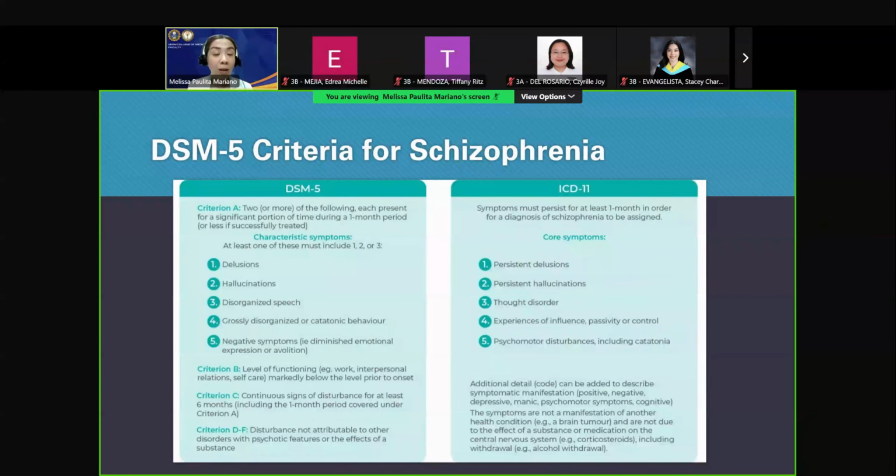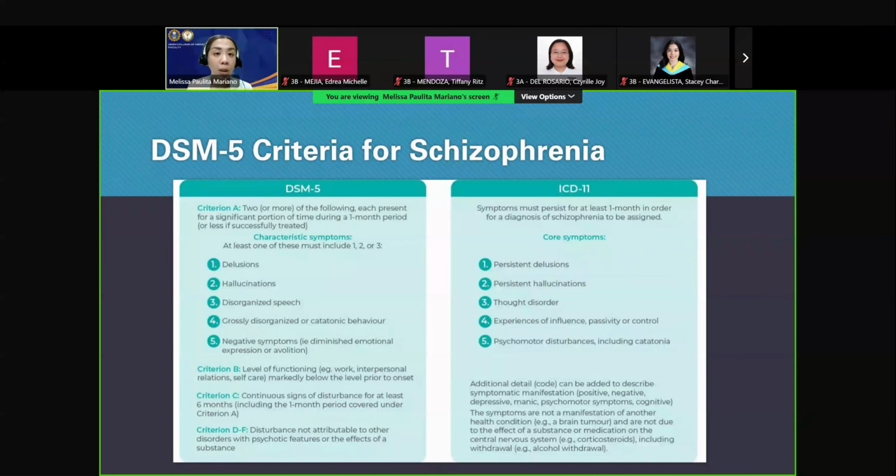So actually, you could have disorganized speech and disorganized behavior that could qualify as schizophrenia, or purely delusions and hallucinations, or delusions and negative symptoms. They must include one of delusions, hallucinations, and disorganized speech. The level of functioning must be markedly below the level prior to onset, and continuous signs of the disturbance must be present for at least 6 months.